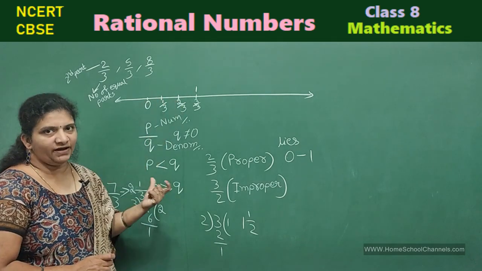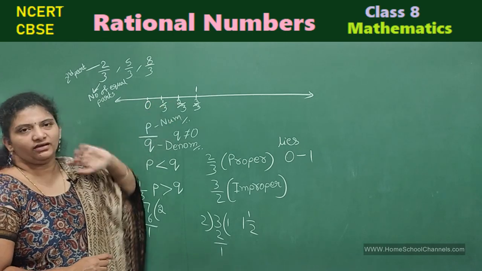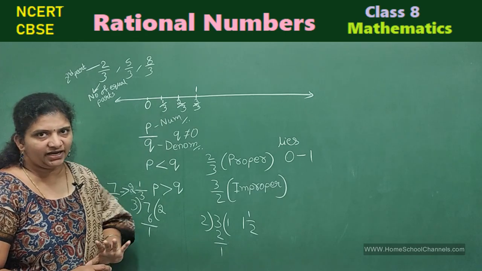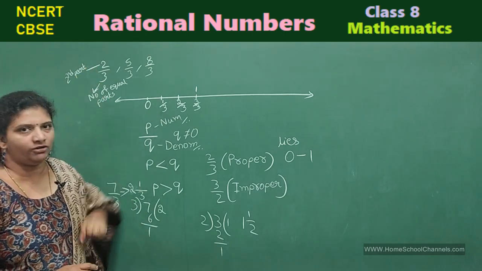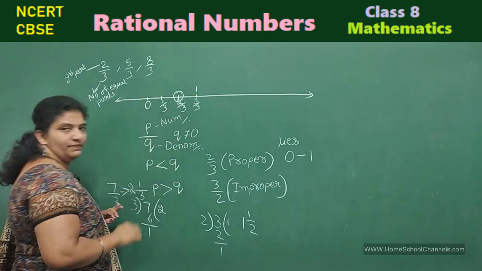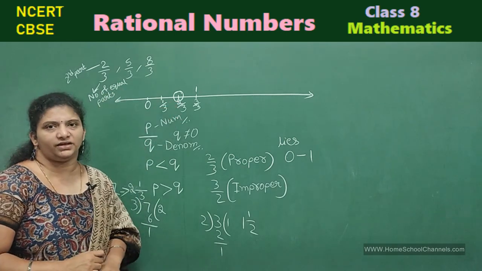Each unit is divided into 3 equal parts. 1, 2, 3. Denominator shows the number of parts it is divided and numerator shows the part which you need to mark on a number line. I need to mark here. So let me round it up. 2 by 3 on a number line. And next 5 by 3.